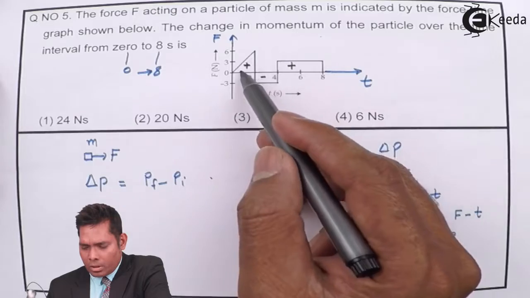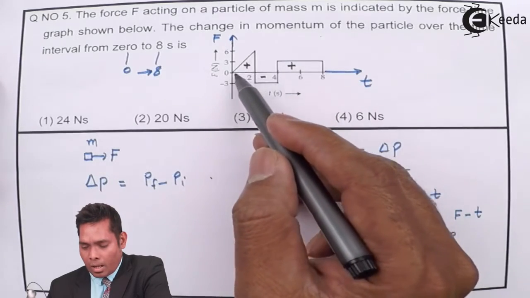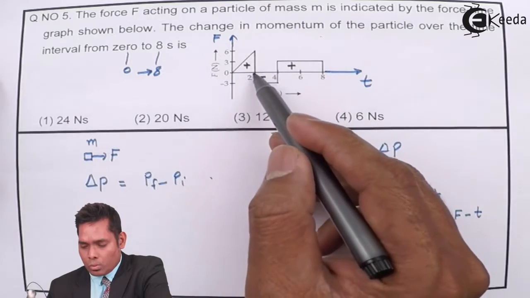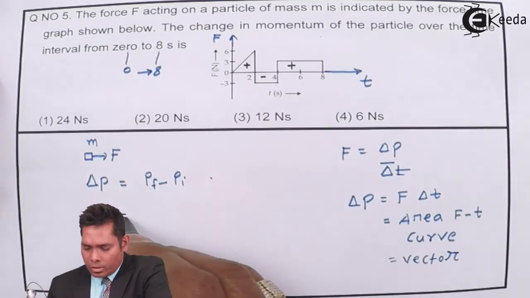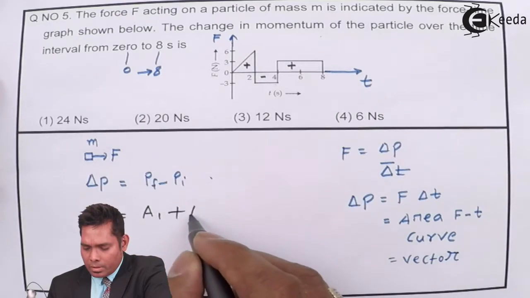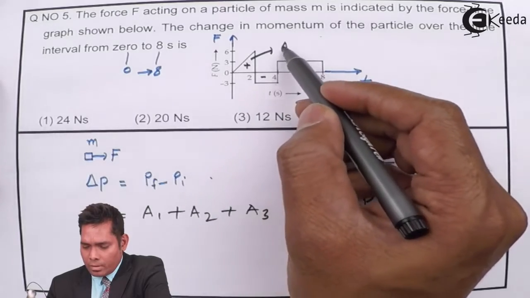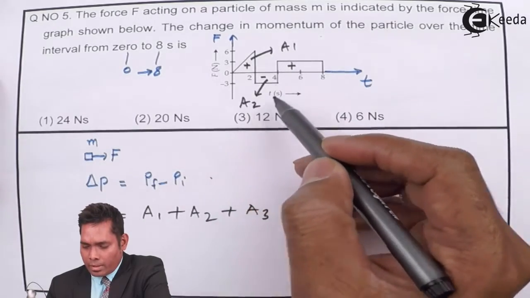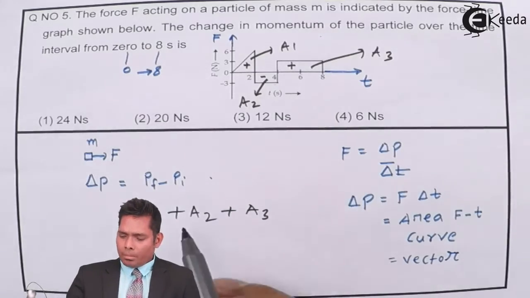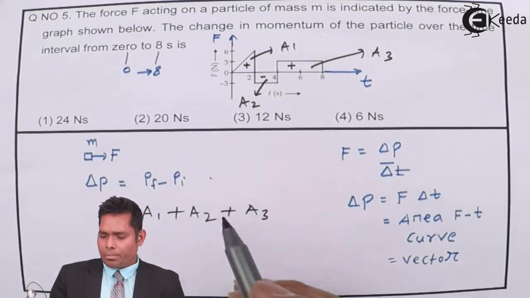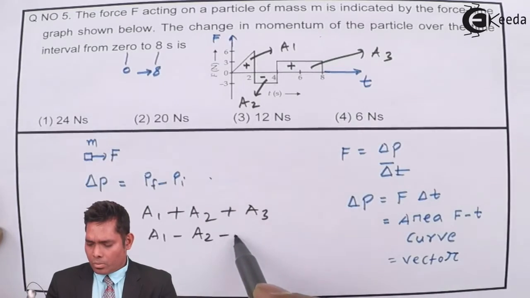So the area under this curve is a triangle. So area will be half base into height. Base is 2, height is 6. So it is the sum of all the areas A1 plus A2 plus A3, where this area is A1, this area I have taken A2, and this area I have taken A3. But this second area is negative. So I write A1 minus A2 plus A3.